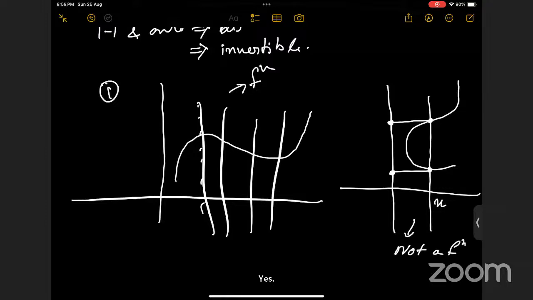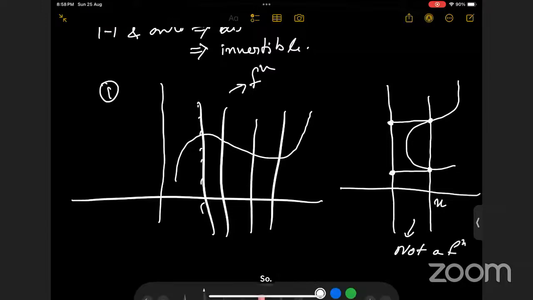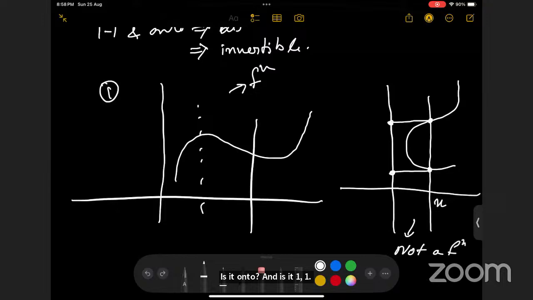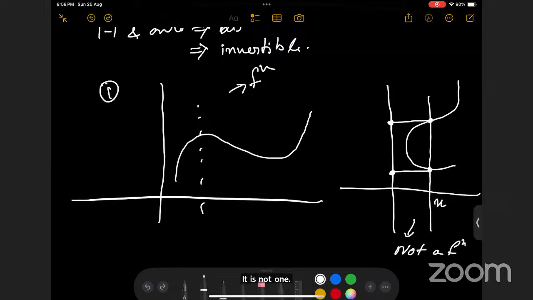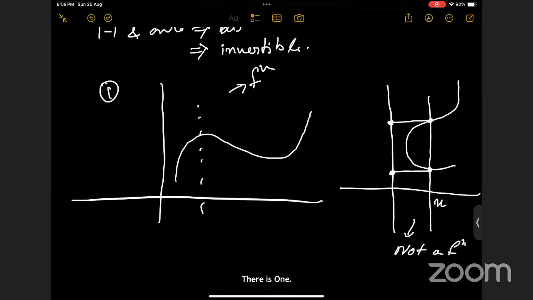So is it onto and is it 1, 1? It is not 1, 1, ma'am. Let us first talk about 1, 1. It is not 1, 1, because it doesn't pass the horizontal test.